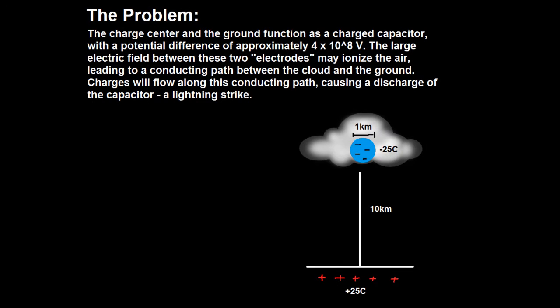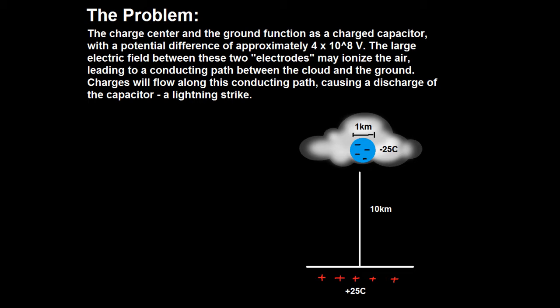The objective of this project was to explain questions 86 through 90 in the problem section of Chapter 21. The problem we are presented with is: the charge center and the ground function as a charged capacitor, with a potential difference of approximately 4 times 10 to the 8th volts. The large electric field between these two electrodes may ionize the air, leading to a conducting path between the cloud and the ground. Charges will flow along this conducting path, causing the discharge of the capacitor, a lightning strike.